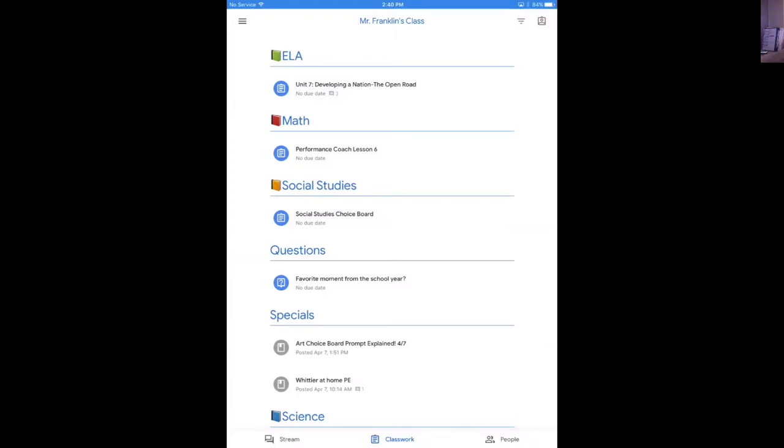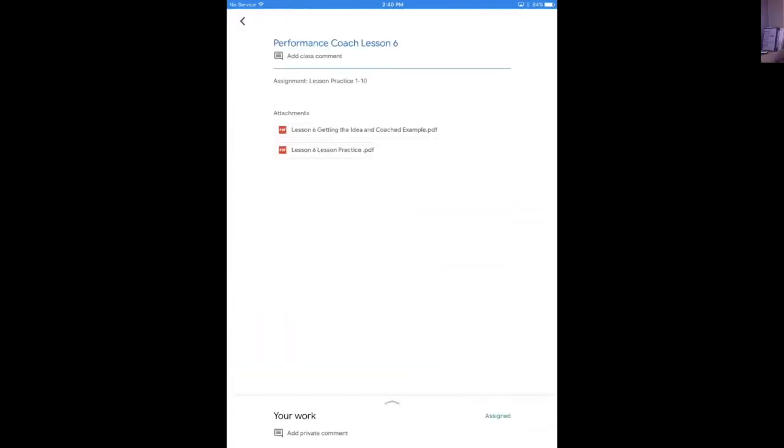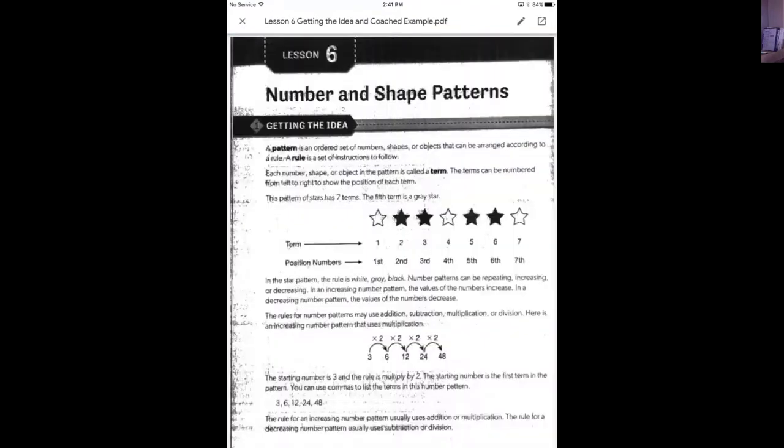All right, so Performance Coach lesson 6 looks like this. Same stuff that we used to do. What I've included in this is the getting the idea part, the coached example part, and the lesson 6 lesson practice. So here's your coached example. If you click on the PDF, it comes up in your tablet, and it should show you the coached example. Now, unfortunately, I was only able to scan this from a book, so I'll work on making everything look a lot cooler. But this isn't that bad. This is kind of what it would look like if I made copies anyway.